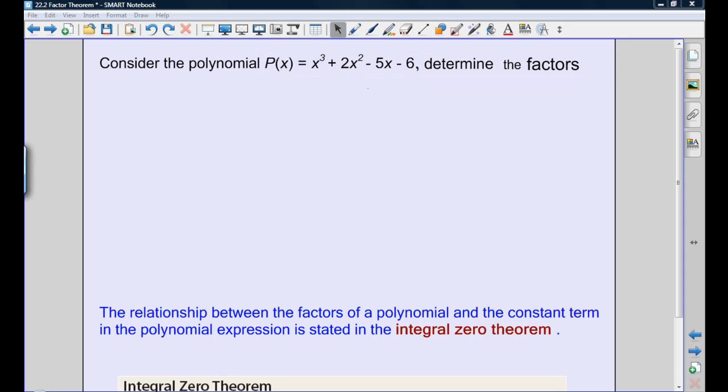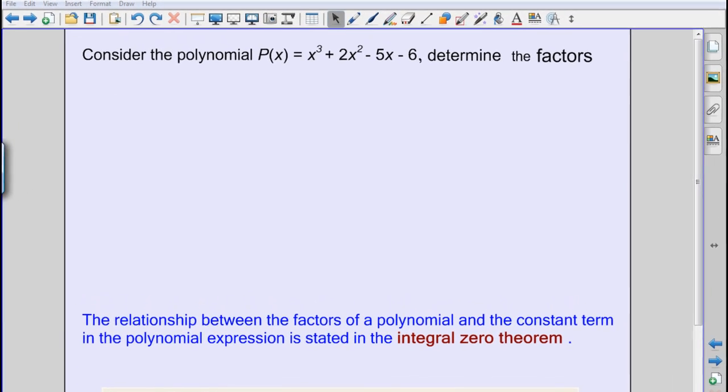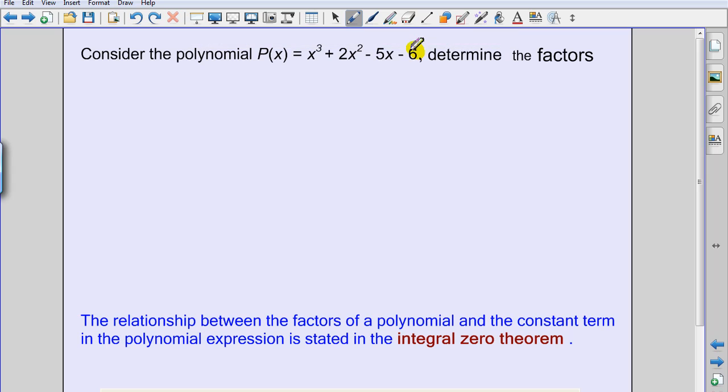In previous questions, they have asked us to see if it's a factor. They've given us a binomial and asked us to use the remainder theorem or factor theorem to help us determine it. But in this case, they don't give us any numbers to try. But there is a little tip that we can pass on, and that is to focus on the last value, the constant, in each of the expressions. This is the number that helps us determine what numbers we might possibly want to try.